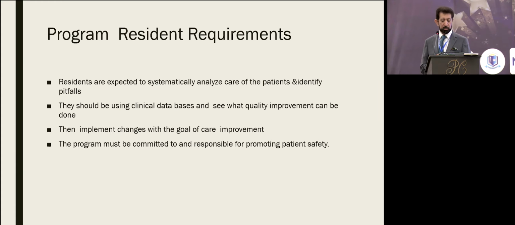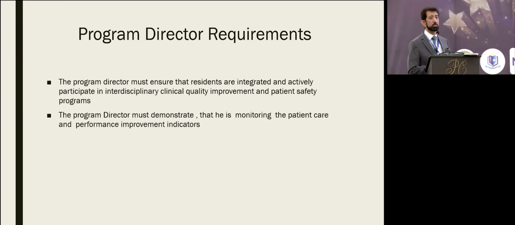And the program must be committed to and responsible for promoting patient safety. That is of paramount importance. And what has to be done by the program directors? Many of the program directors are sitting right in the front. They have to ensure that these quality improvement and safety programs are integrated not only in their units, but with different departments as well. And they have to ensure that there is monitoring of patient care, and there are definite performance improvement indicators in the patient care. That is their job to do. If not, they are not going to take an interest, it is not going to be done.